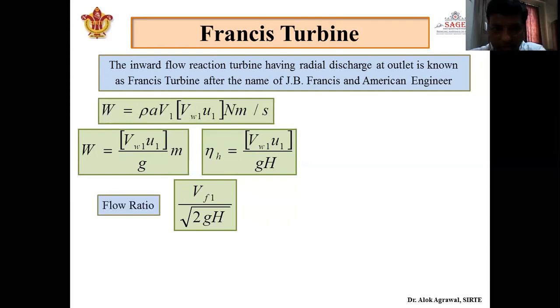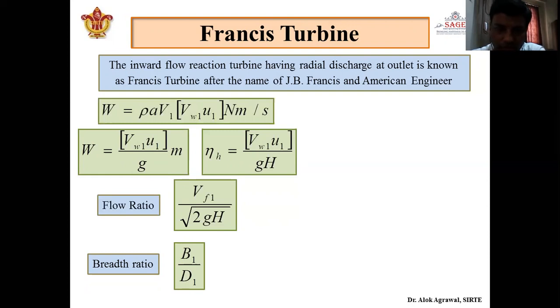A couple of new terms will be there in case of Francis turbine, that is flow ratio, which is the ratio of velocity of flow at inlet by root 2gH, and there will be a breadth ratio, which is the ratio of blade width to the blade diameter at inlet. So these two terms are of importance in Francis turbine because in numericals these two terms will be used. We should know what is flow ratio and breadth ratio. Rest of the formulas are the same.